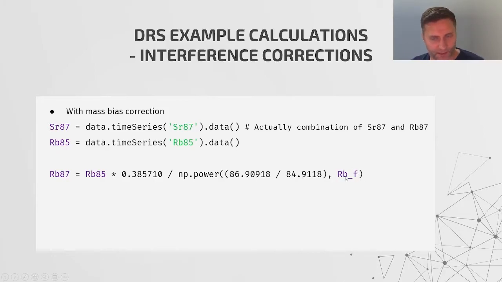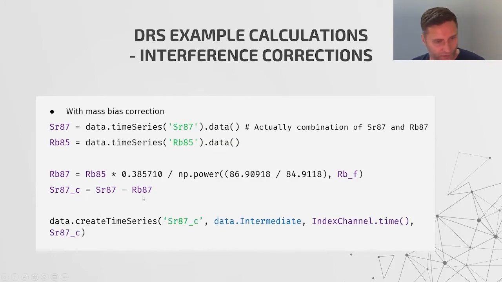So we worked out our rubidium fractionation factor earlier on, and then we would use that to calculate our observed rubidium 87. And then just like before, we'd subtract this observed rubidium 87 signal from our total 87 signal to calculate our strontium 87 corrected value. And again, we'd create a new channel from that.